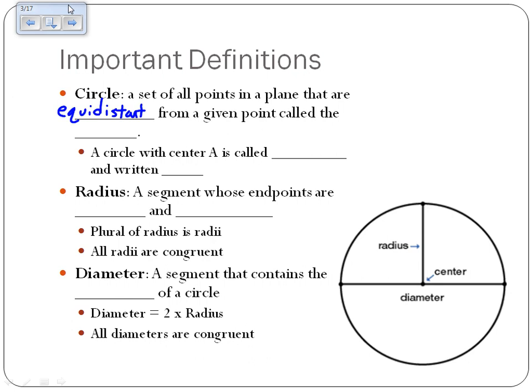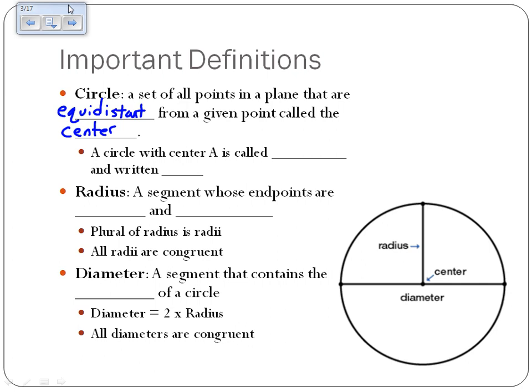Well, let's break it up. What does equi mean? And distant. So they are the same distance from a given point called B. Well, what's in the middle of the circle? Use the picture. Center. The center of your circle.